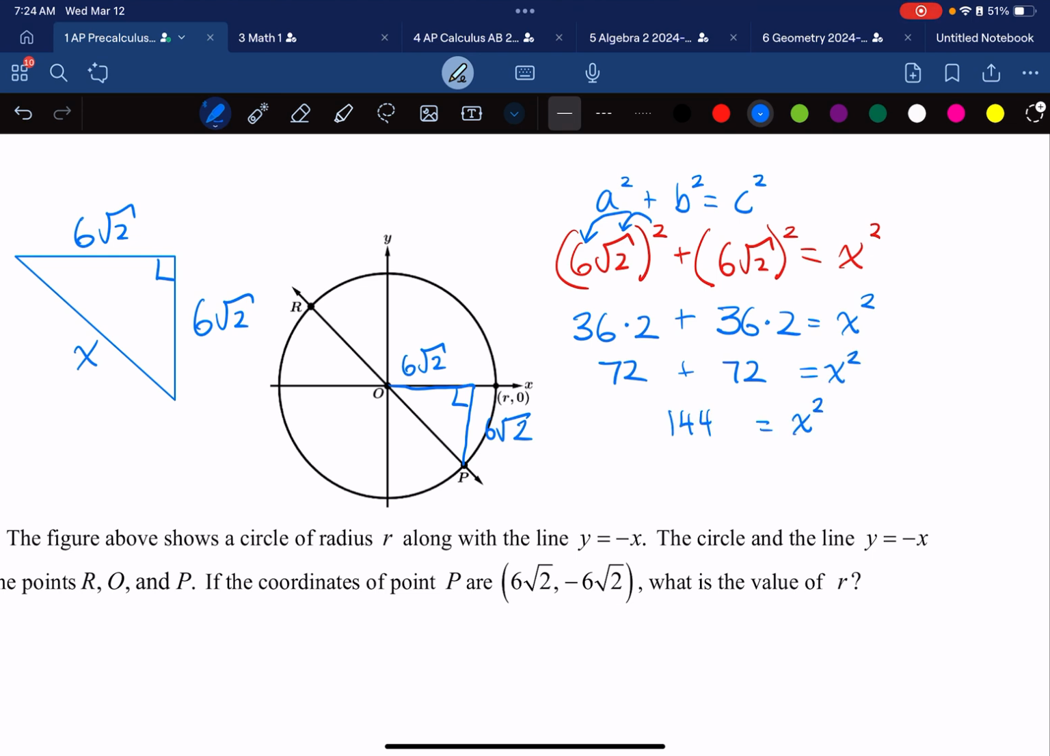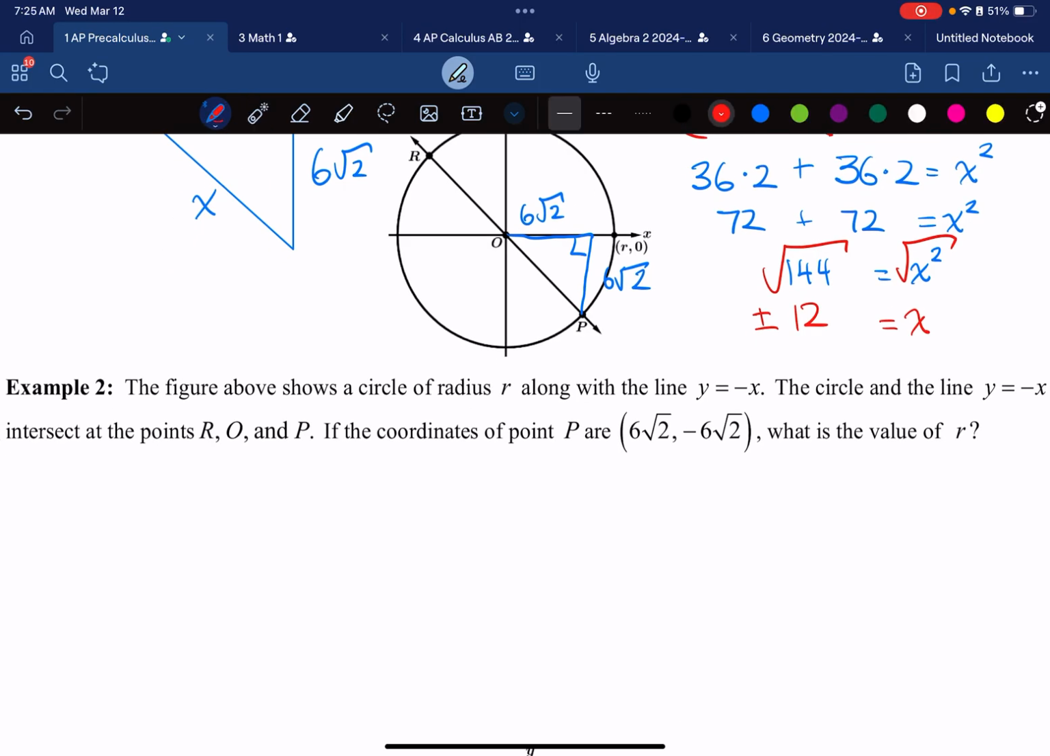If you want to undo the square, then you need to square root. So I'm going to square root both sides, and look at that. X is equal to technically plus or minus 12. And why is it plus or minus? Because we don't know what quadrant we're in. We have to choose the correct one. And it doesn't really make sense to have a negative in this context because the radius is a length, and the length should always be positive. So I can come down here and say the length of our radius is going to be 12.